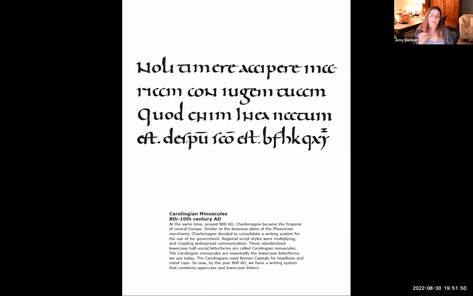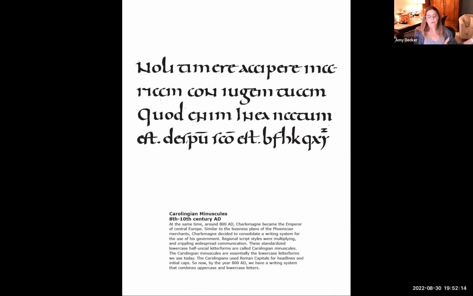Similar to the business plans of the Phoenician merchants, Charlemagne decided to consolidate writing systems for the use of his government. Regional script styles were multiplying and crippling widespread communication. These standardized lowercase half-uncial letter forms are called Carolingian minuscules. The Carolingian minuscules are essentially the lowercase letter forms we use today.